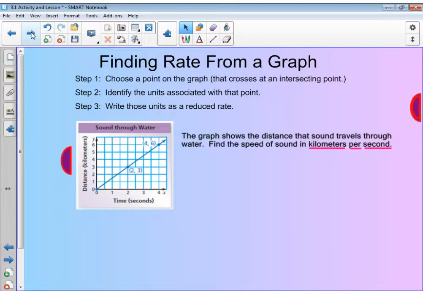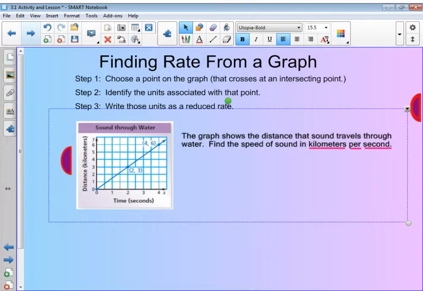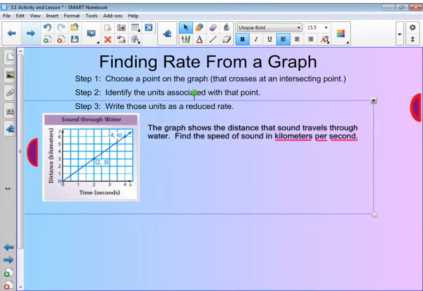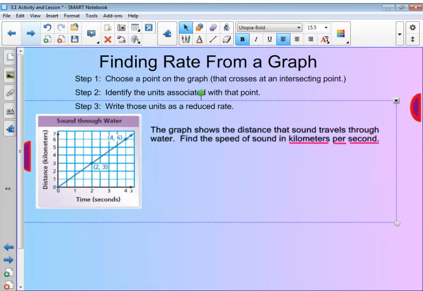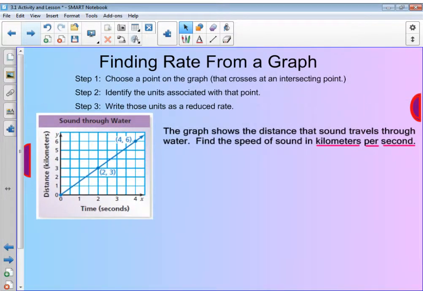So if you look at this graph that I have up here, and I'll enlarge this just a little bit, probably not a whole lot because my words are attached to it. Okay, so if I enlarge this and you look at the graph, you'll notice that I actually have points already marked on here. And it doesn't matter which of these points I pick, which of those red points I pick. The key thing to note is that it has to cross at an intersecting point of our grid.